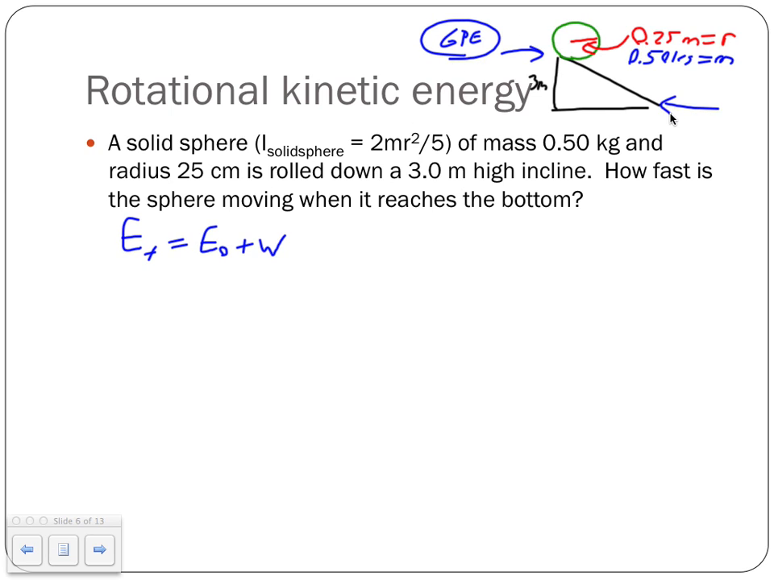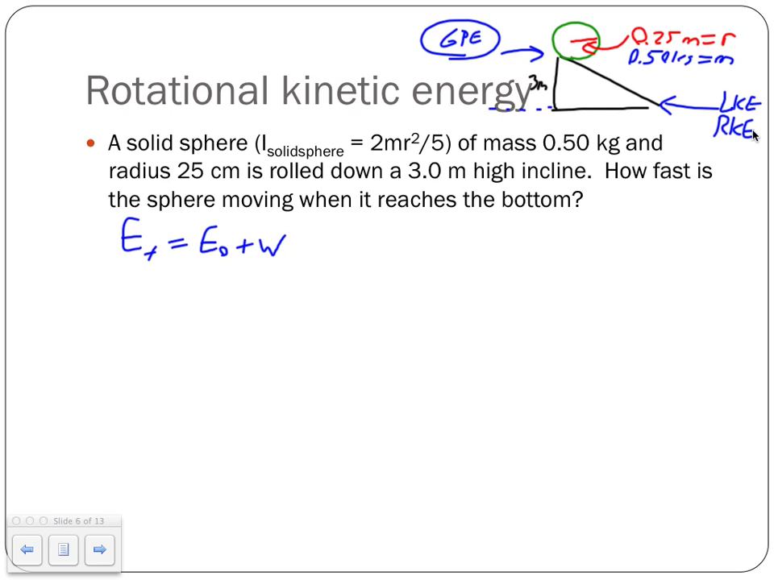At the end, when it gets to the bottom of the incline, we'd set our height to be at the bottom of the incline, so it would have no gravitational potential energy. It would have linear kinetic energy because it is moving when it gets to the bottom in a linear direction. It would have rotational kinetic energy because it is rotating at the bottom. Once again, no springs involved, so we don't have to worry about that. So we have an idea of what we're going to put in for our final energy.